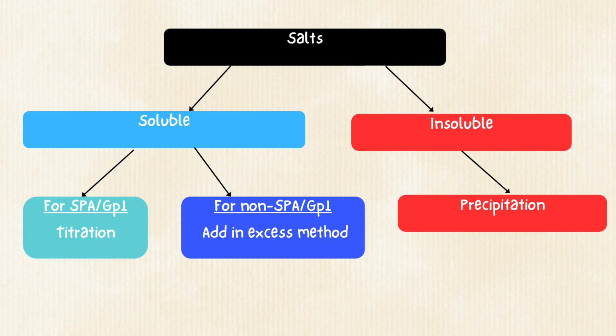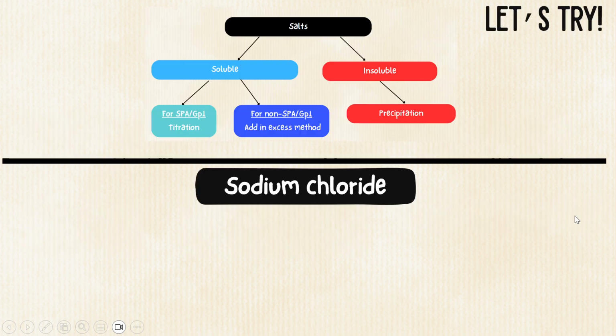Now let's take a look at this flowchart. If it is a soluble salt and it happens to be SPA or group 1 salt, we'll use the method titration. If it is a soluble salt, but it is non-SPA or group 1, we'll use the add in excess method. If it is an insoluble salt, we'll use the method precipitation. So let's try a few examples together.